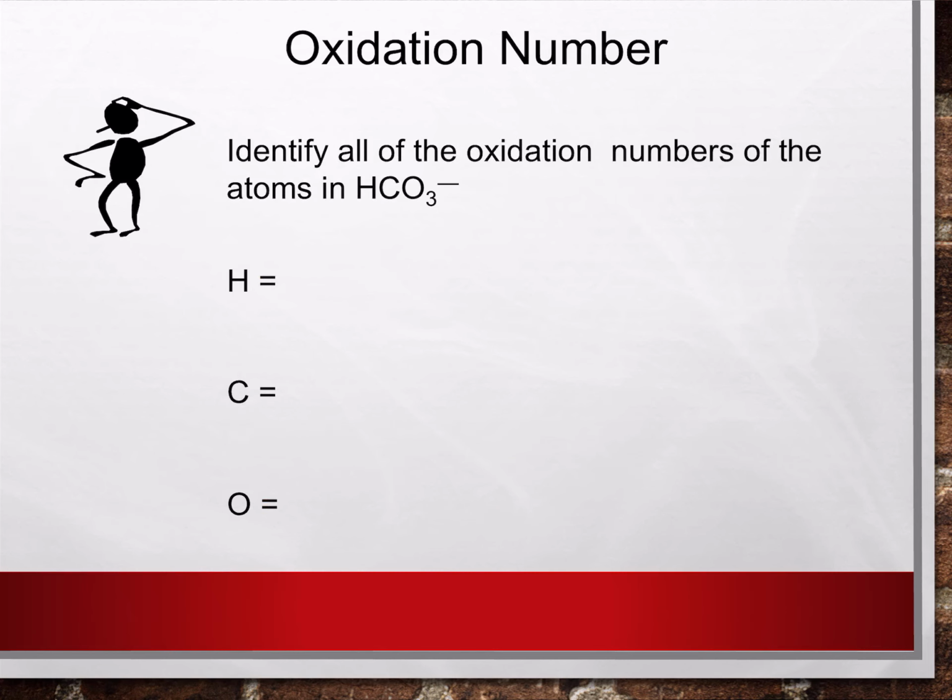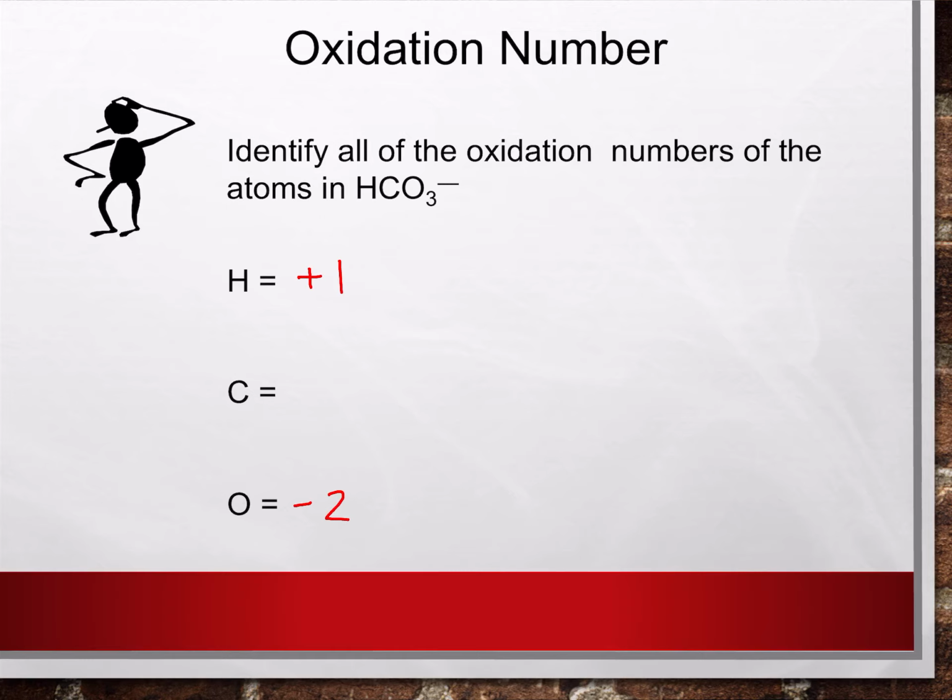So go ahead and pause here and identify the oxidation numbers of the elements in bicarbonate. All right. So hydrogen, since hydrogen is not bonded to a metal, hydrogen is going to be +1. Oxygen, since it is not a peroxide, oxygen is going to be -2. And so we can use these to figure out what carbon might be, because carbon was not one of the rules that we covered. Carbon can change oxidation states fairly easily.